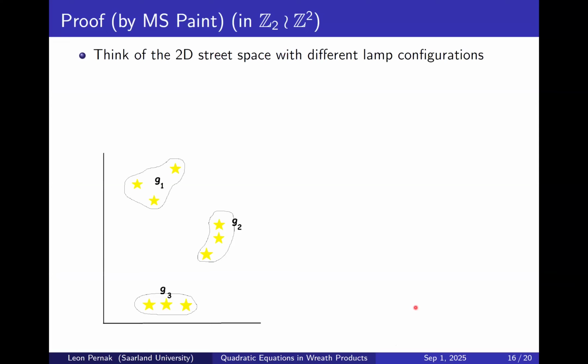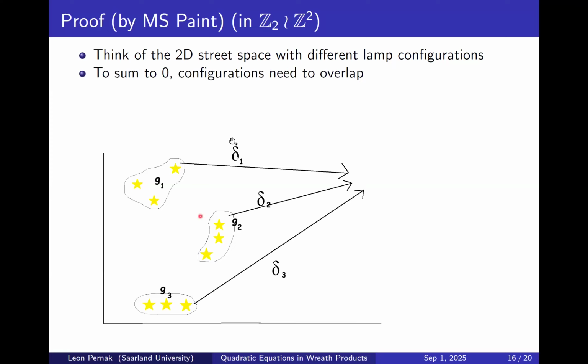So think of the different GIs as, well, there's some lamps turned on in some places, and the things which I circled around are the different configurations. And for them to be equal to 0, to cancel out, they need to overlap. Meaning if I'm looking for these delta, if such delta exist, I'm shifting them somewhere and they overlap and turn out to 0.